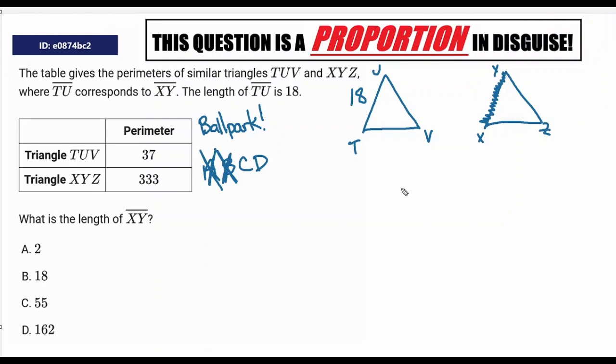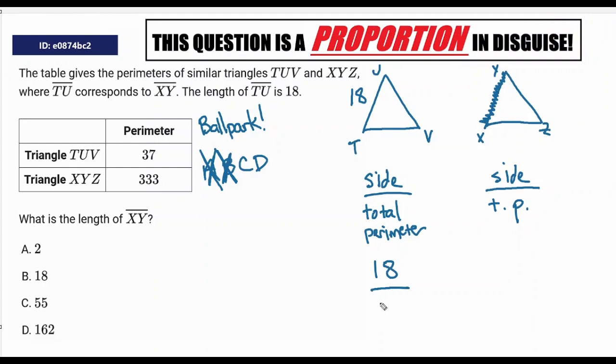But let's talk about why this problem is a proportion in disguise. What's going on here is you know a side of triangle TUV, and you know the total perimeter. Over here, you're looking for this side, and you also know the total perimeter. So it's just a simple proportion. The side that you know is 18, and you know that the total perimeter of triangle TUV is 37.